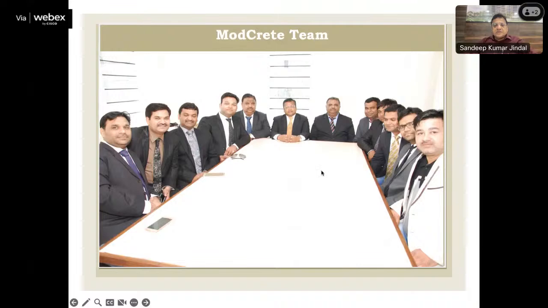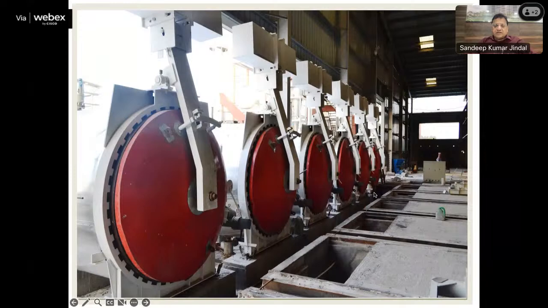This is the Modcrete team. These are the autoclaves where this is being baked. So this product is baked two times. One is preheating and another is the baking process, wherein the hardening takes place. That is the acceleration of the reaction, but otherwise the cement product takes about 28 days to cure, while in this, the whole process is accelerated within 12 hours to 15 hours.